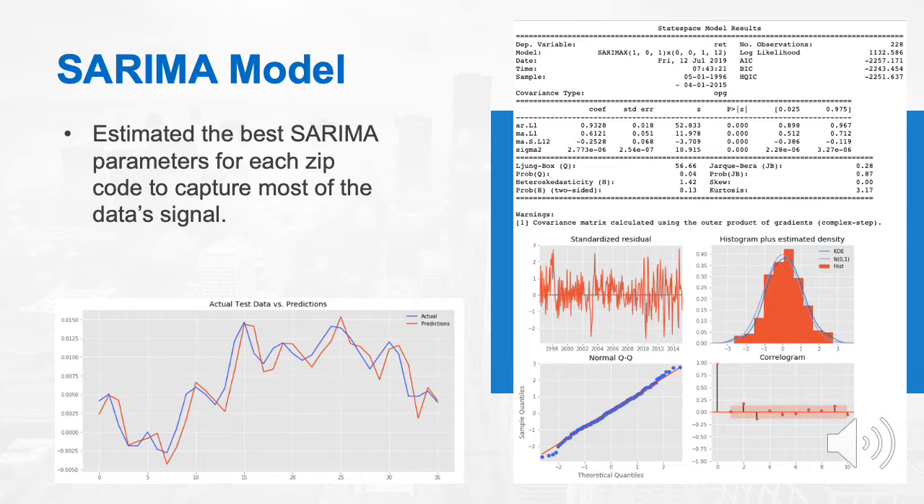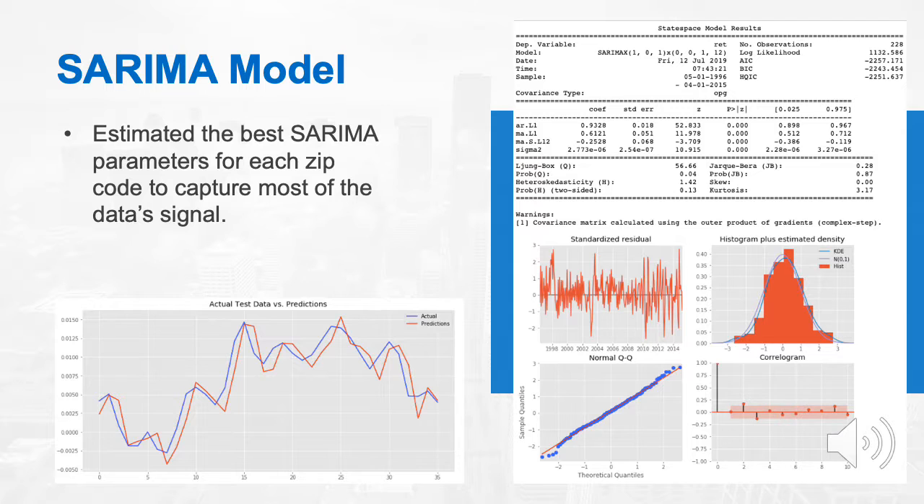The model I fit on these zip codes is a SARIMA model, which captured most of the signal in the data. As we can see from the plots, what we want to see is that the residuals, which is the data that is not included in the model, to be mostly white noise, which is that it's just random chunks that cannot be predicted.